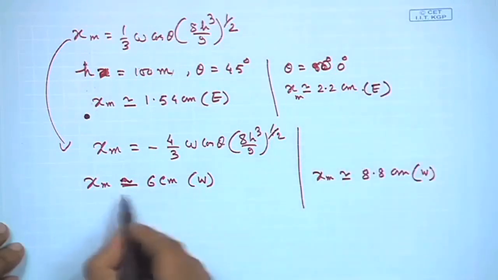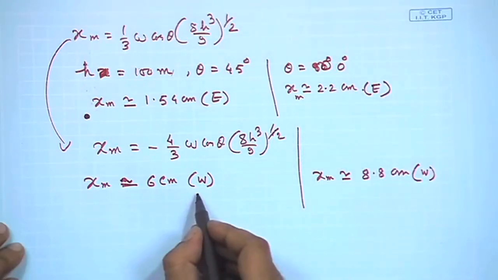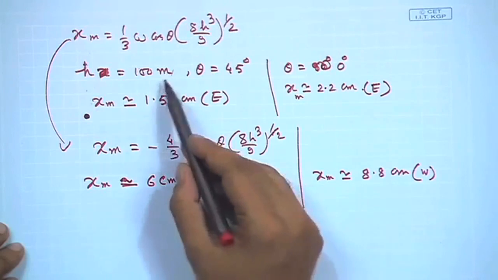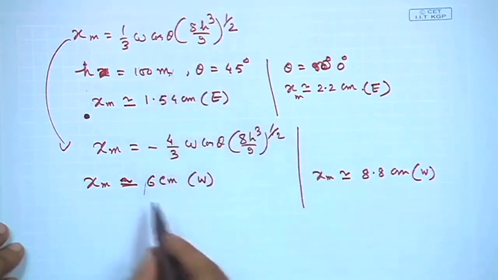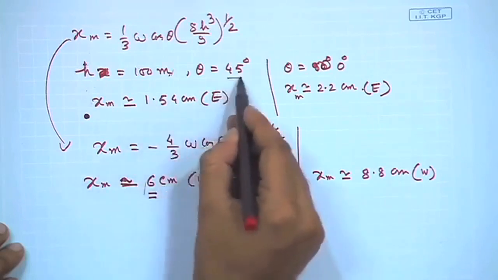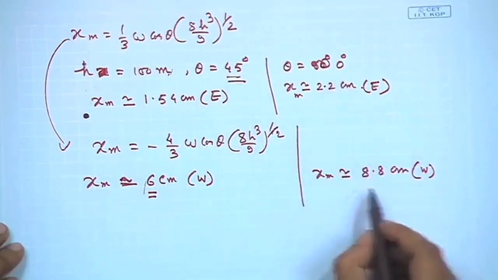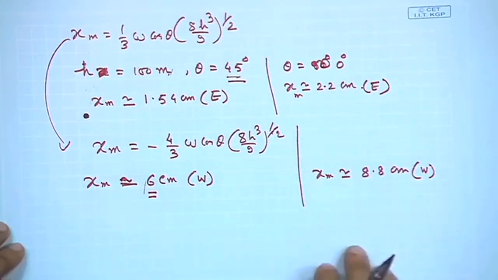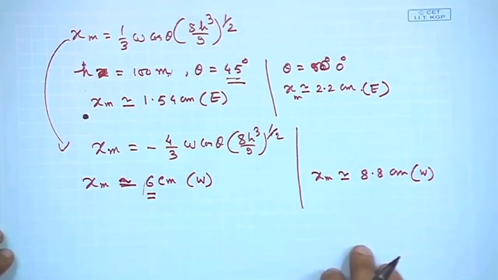So, you see these numbers are not very insignificant anymore. If we throw a stone up to a height of 100 meters, when it comes back it deviates by 6 centimeters at 45-degree latitude, and at 0-degree latitude the deviation is almost 9 centimeters. So, these numbers are not very insignificant.